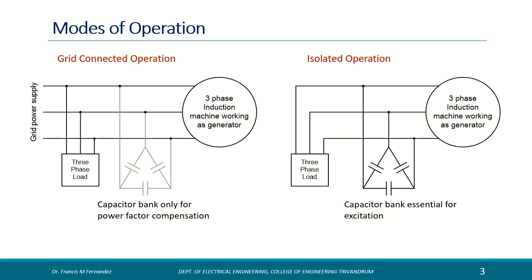In the isolated mode of operation, the generator supplies to a local load, and a capacitor bank is essential for generating the excitation and voltage.